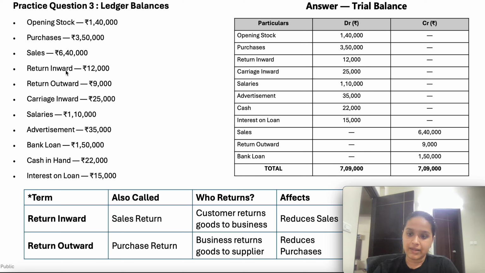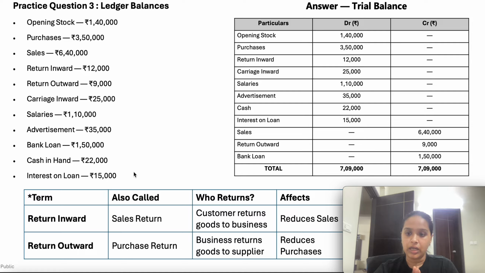So whenever any sale happens, we should credit it. Whenever there is a sale return, it should be vice versa, so it should be debited. Return outward, purchase return, it means it should be credited. Carriage inward, it is just an expense, should be debited. Salary, it is an expense, we should debit it. Advertisement, similar, it is an expense, it should be debited. Bank loan, it is our liability because we have to pay them, so it will be reflected in the credit side of our trial balance. Cash in hand, asset, it will be reflected to the debit side. Interest on loan, it is an expense, it will be reflected to the debit side.